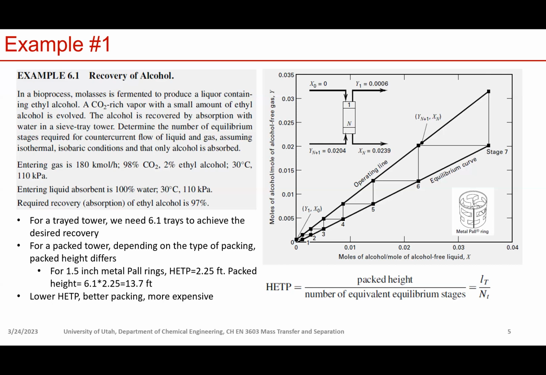And depending on the type of packing, HETP may be different, right? Then you may only need a smaller packed height in order to achieve the same separation outcome. So here, different packing materials could have a different HETP. The lower the HETP a material has, the better mass transfer it provides between the liquid absorbent and the gas phase. Then you need less total packed height to achieve the same separation outcome, right? And typically that means this packing material is more expensive.